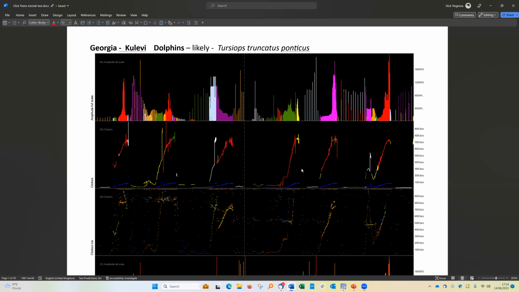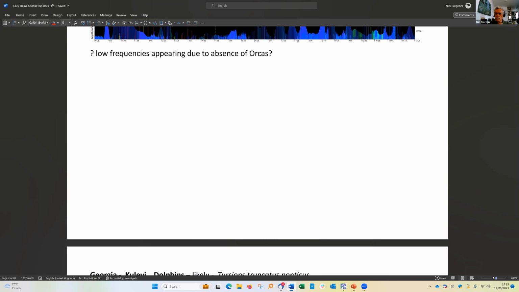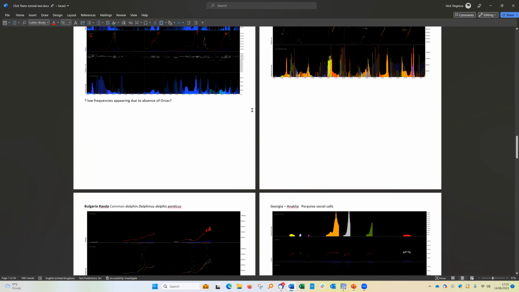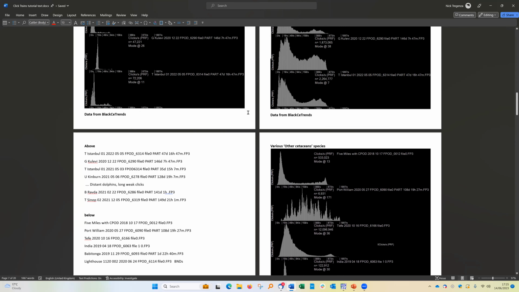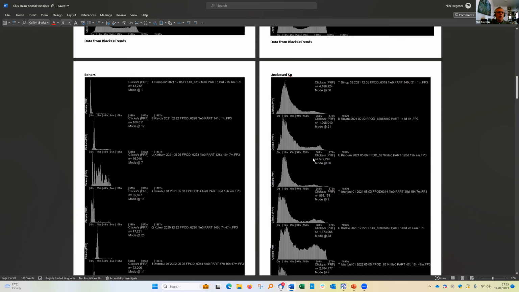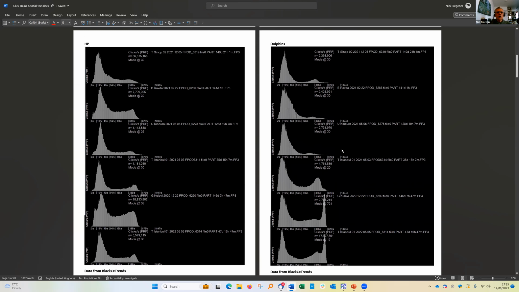The question was, Nick, when you were showing this comparison of click rates at different sites, I just want to ask how you choose the sample for them. So these two here, yeah, this. That was the whole file in each case. So it was the whole time period.